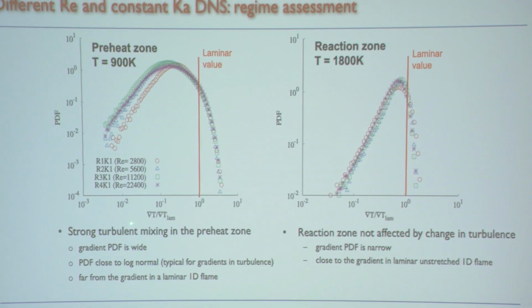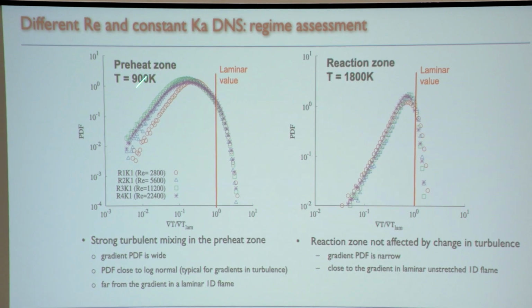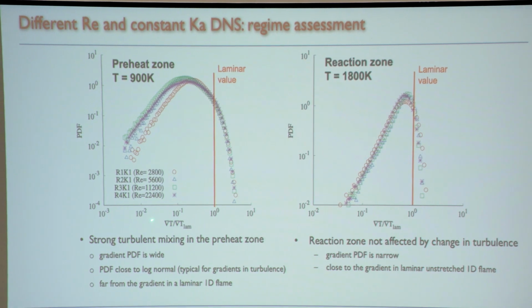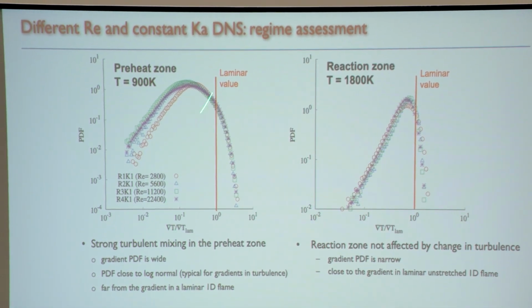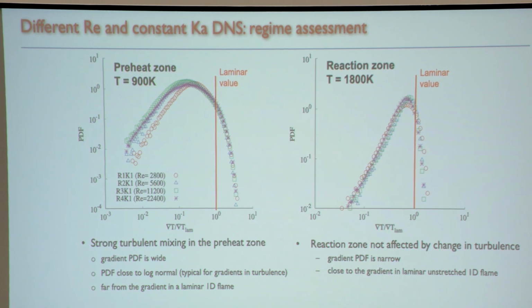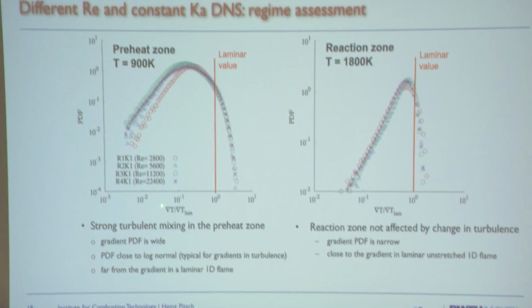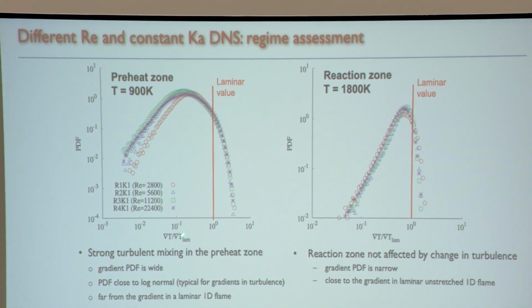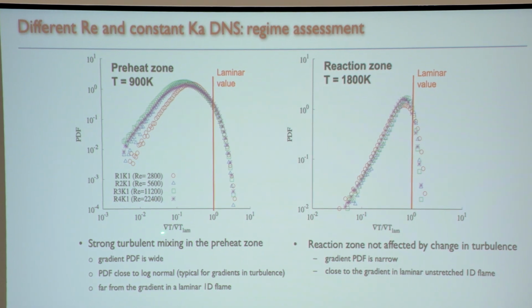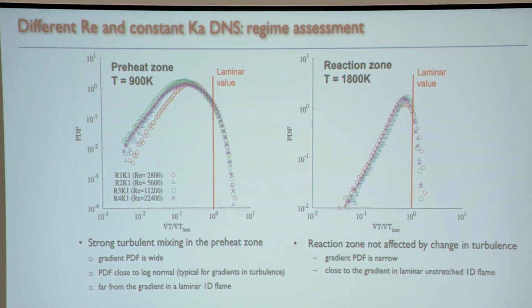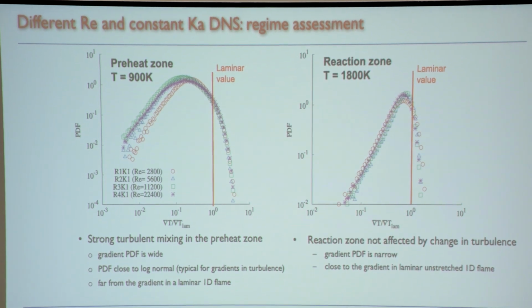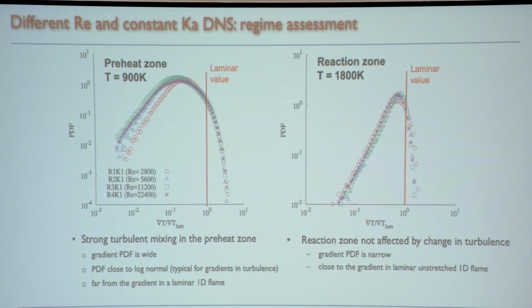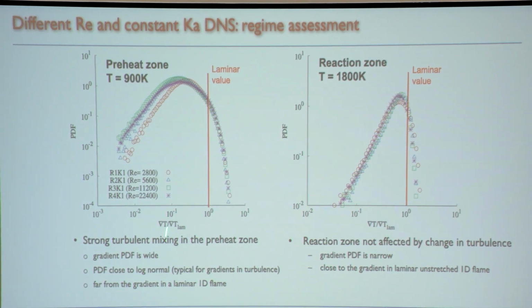So what's shown here is the PDF, the probability density function, of the local temperature gradient in the preheat region. The temperature gradient is basically the inverse of the flame thickness. Because it's normalized here with a laminar gradient, and it has dimensions of Kelvin per meter, if you take the inverse and normalize the Kelvin out, it has units of meter. So this is the inverse of a flame thickness.